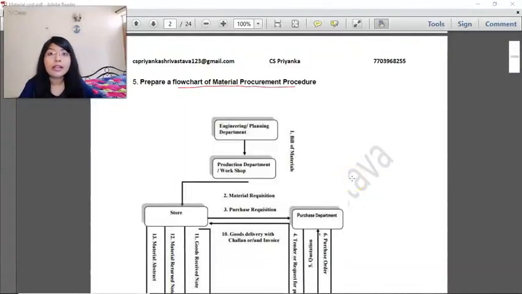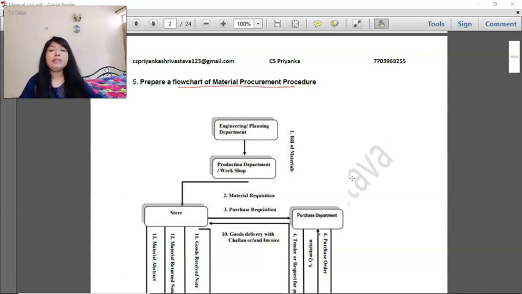This is the second lecture for the chapter Material Costing, and today we will start with the flowchart for material procurement procedure. We're going to see how the material is procured in any manufacturing organization.